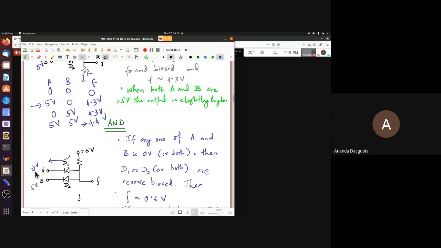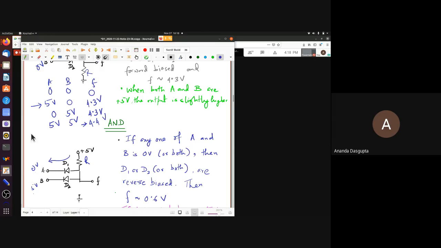So if either A is 0 volts or B is 0 volts or both are 0 volts, at least D1 or D2 or both will be forward biased. And because D1, D2 or both are forward biased, the current will flow through this resistance and there will be a voltage drop across this resistance. And the other end of the resistance, where you're measuring the output, will be at a low voltage. How low? If we had been using ideal diodes, then this would have been at 0 volts. But because we are using non-ideal diodes, it's actually at 0.6 volts or so, or 0.7 volts. That depends on your component, the circuit, or on the ingredient which makes up the diode.